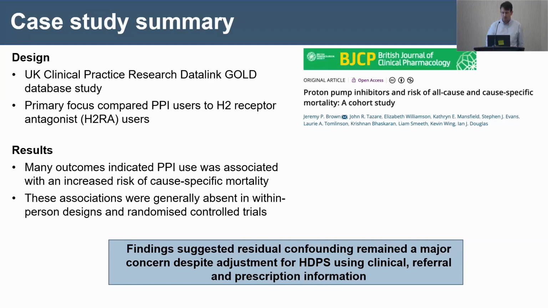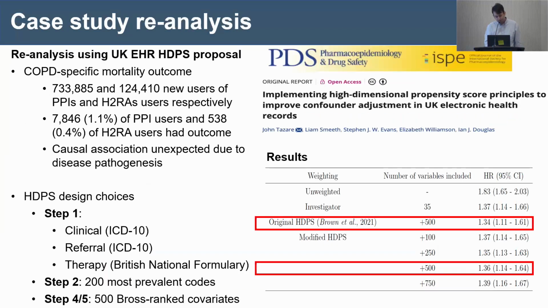And overall, the pattern of results highlighted many outcomes where PPI use was associated with an increased risk of cause-specific mortality. But these associations are generally absent in within-person designs and randomized trials. So the overall conclusion was that residual confounding remained a major concern despite adjustment for the HDPS using clinical referral and prescription information.